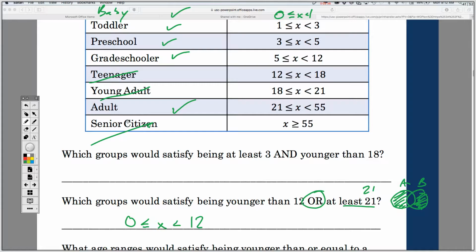Okay, check your answers. Make sure you have it written down. On yours, you can't do this check mark, so you have to actually write down each one. So it would be the baby, toddler. So take some time, write that down.